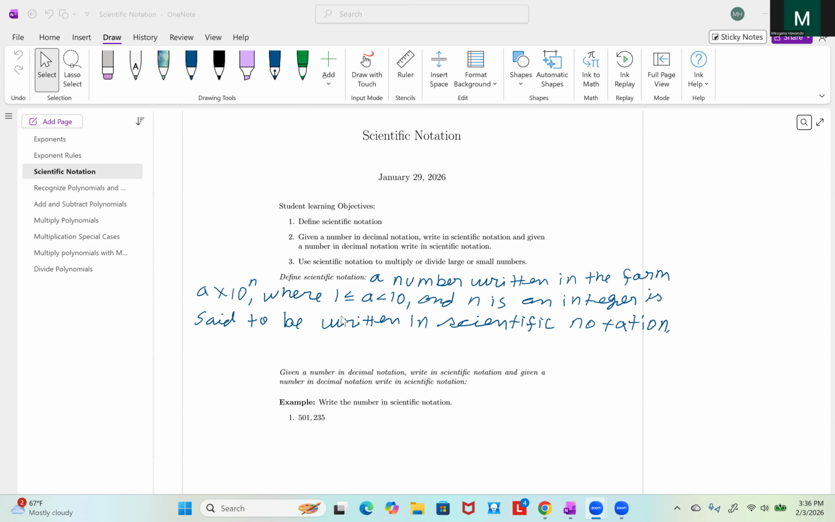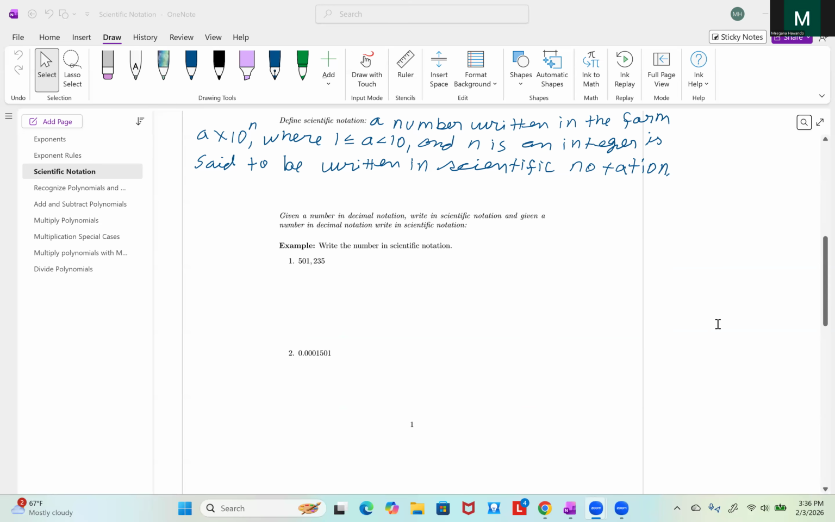Define scientific notation. A number written in the form a times 10 to the power of n, where a is between 1 and 10 (it can equal 1, but it does not equal 10) and n is an integer, is said to be written in scientific notation. Given a number in decimal notation, write it in scientific notation.